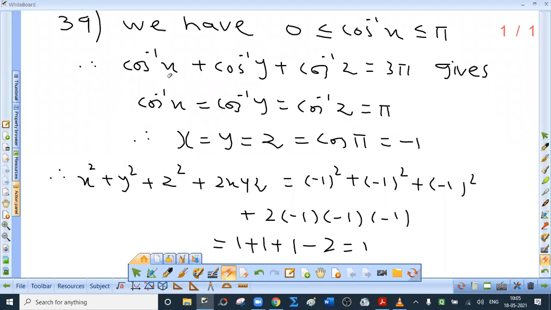Now we are given that cos inverse x plus cos inverse y plus cos inverse z is 3 pi. Now the maximum value of each is pi, and therefore it is clear that each in this case is pi. See, if you say it is less than pi, then any one of these will have value greater than pi, which is absurd. And therefore cos inverse x equal to cos inverse y equal to cos inverse z equal to pi. Then only their addition can be 3 pi. So x, y, z is cos pi, which is minus 1. Substitute the values, simplify to get value as 1, same as right hand side.